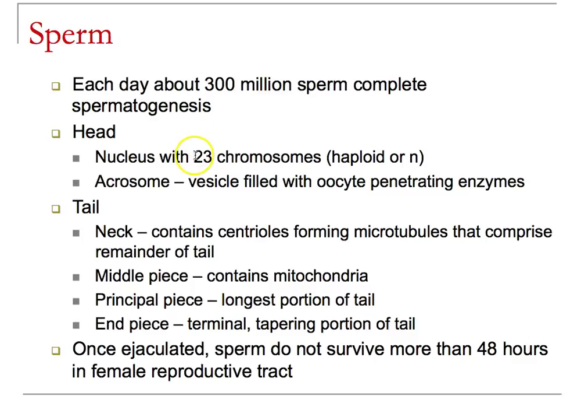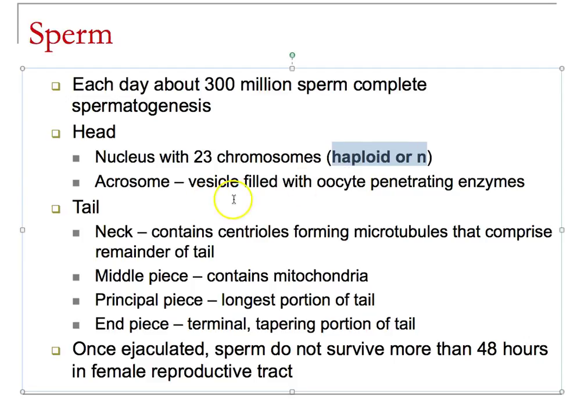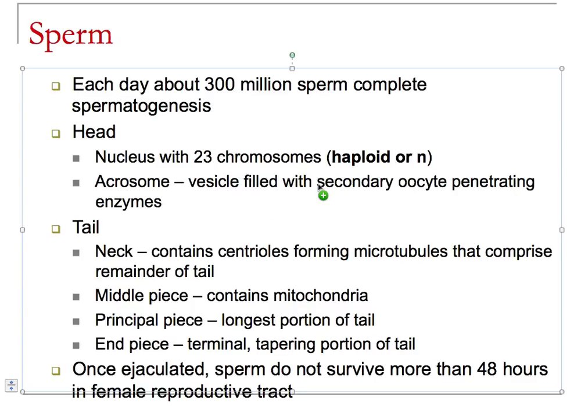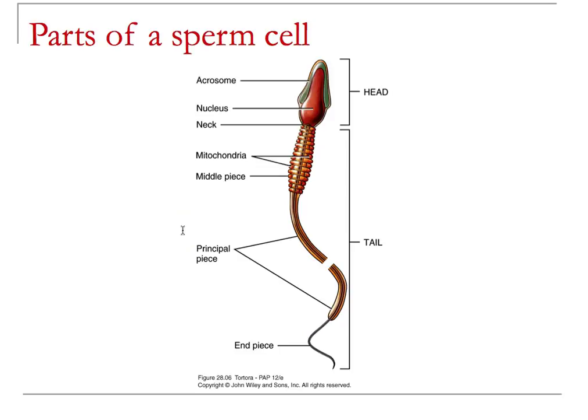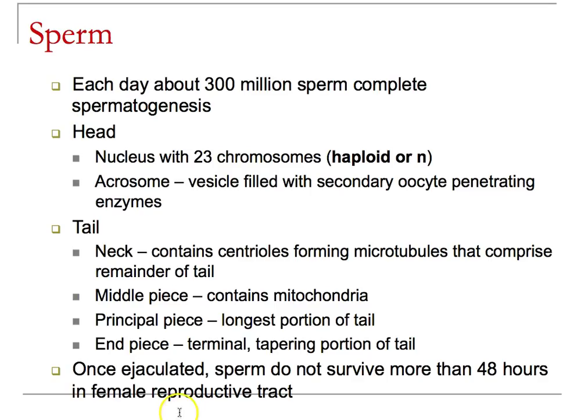It has 23 chromosomes. Remember, they are haploid, or a single N. The acrosome is filled with enzymes that can actually break down the oocyte itself, specifically the secondary oocyte. The actual sperm itself has a neck, which is where you have microtubules, which are going to make the flagellar tail. The middle piece is going to be mitochondria, then the principal piece, as well as the terminal piece.